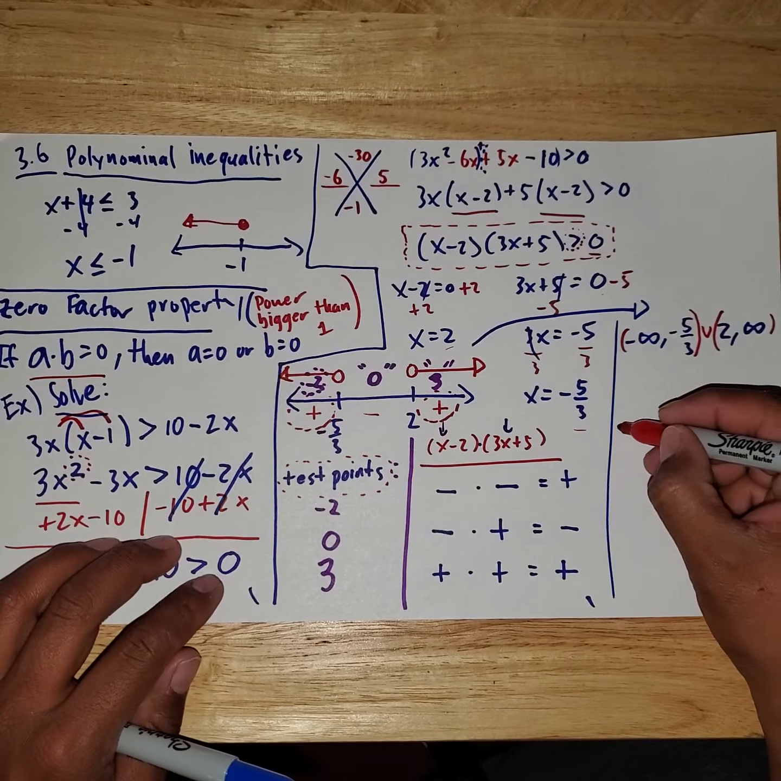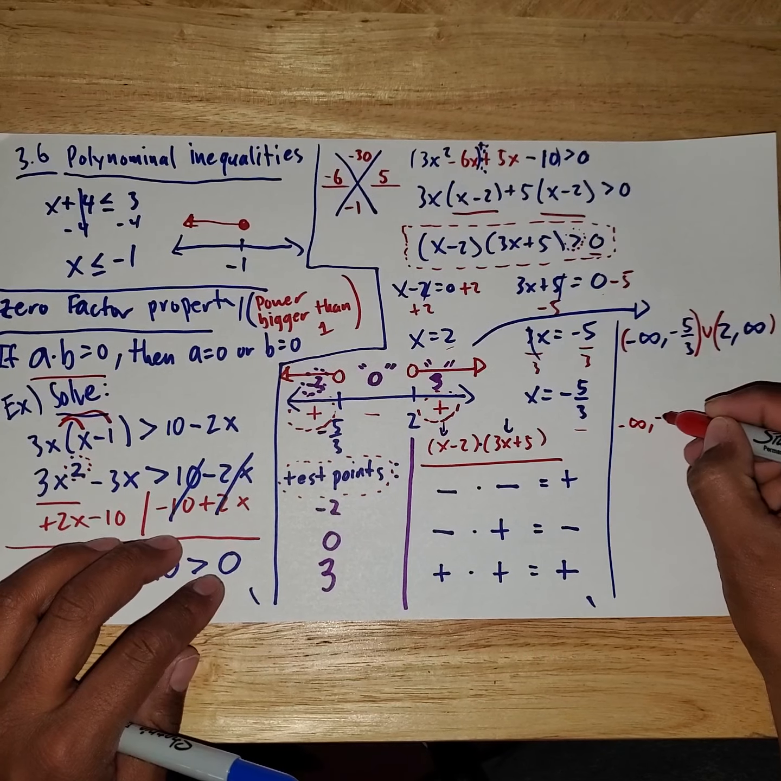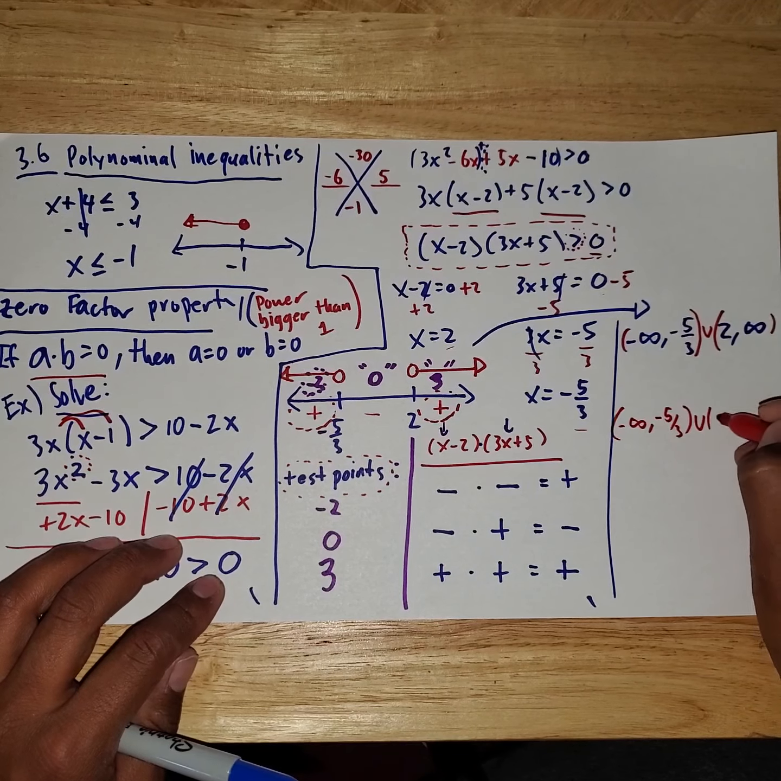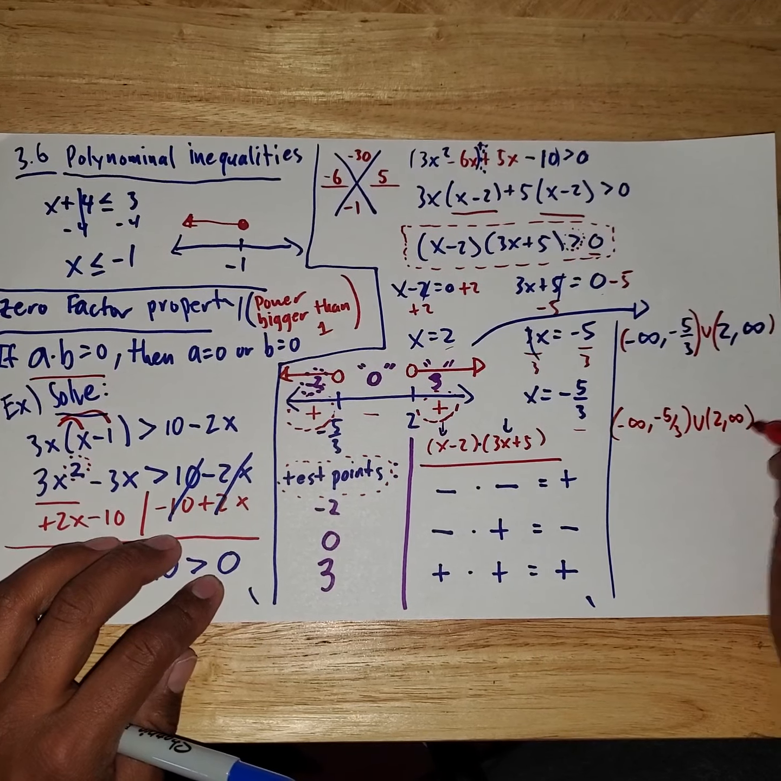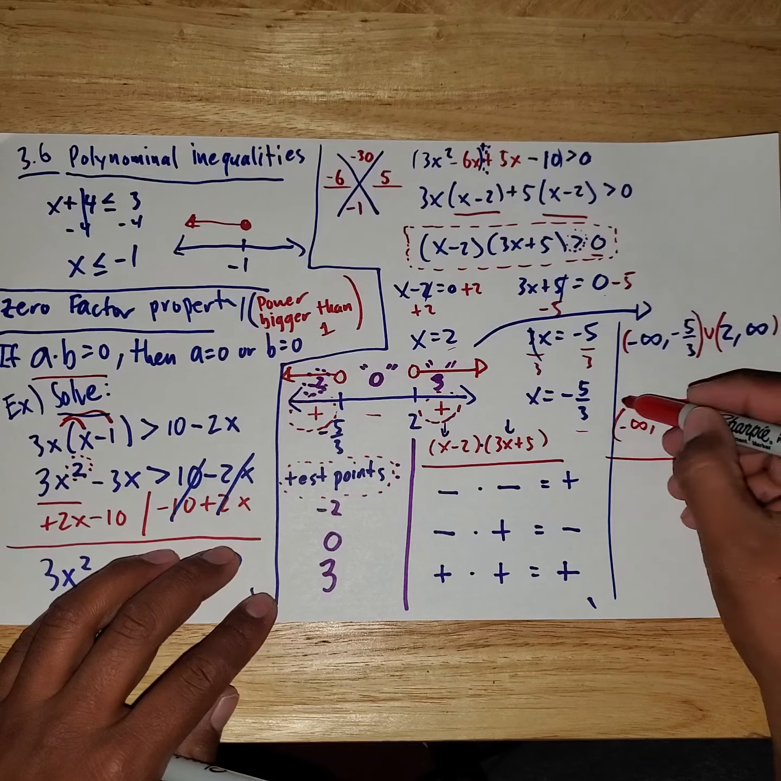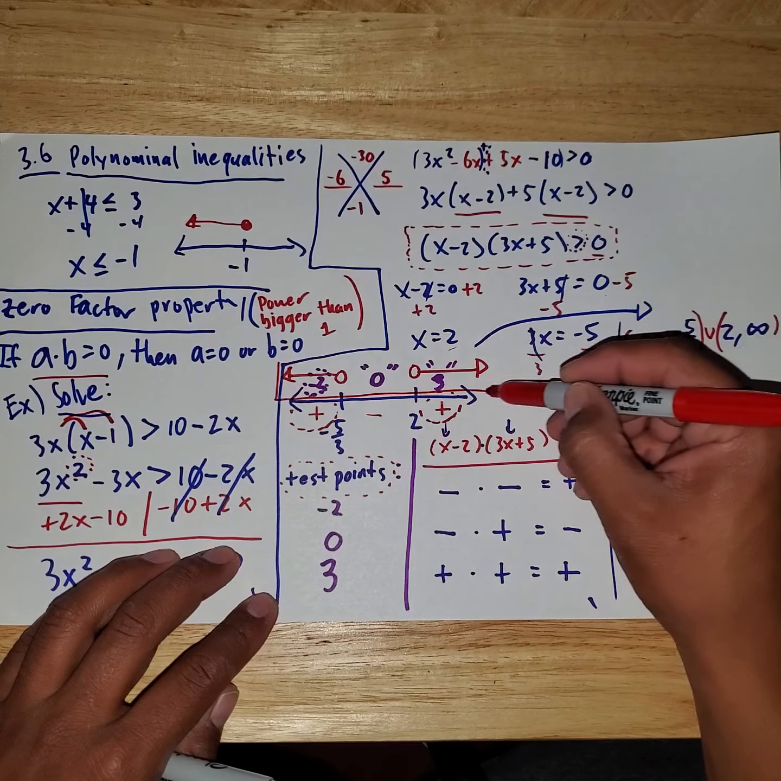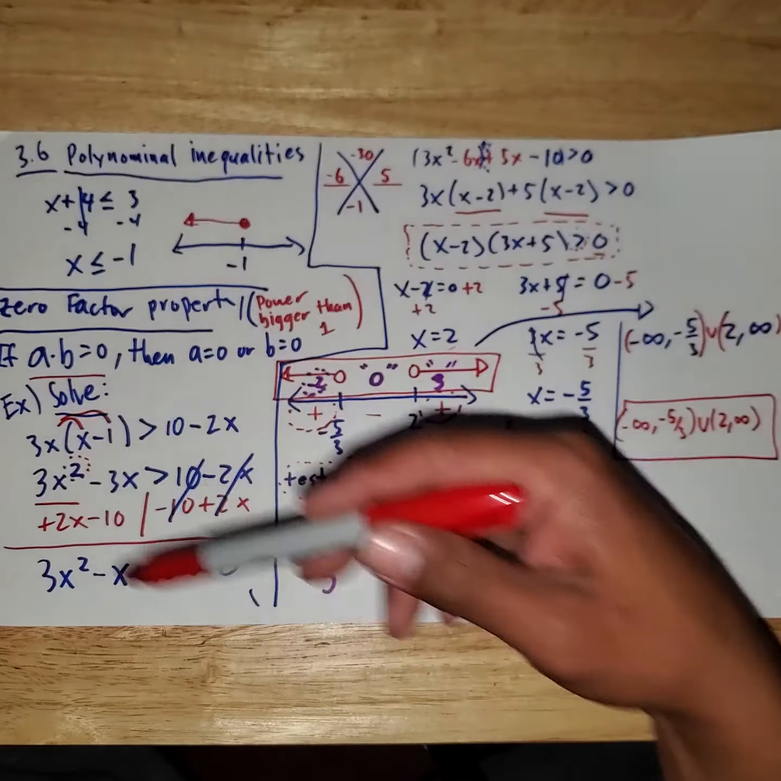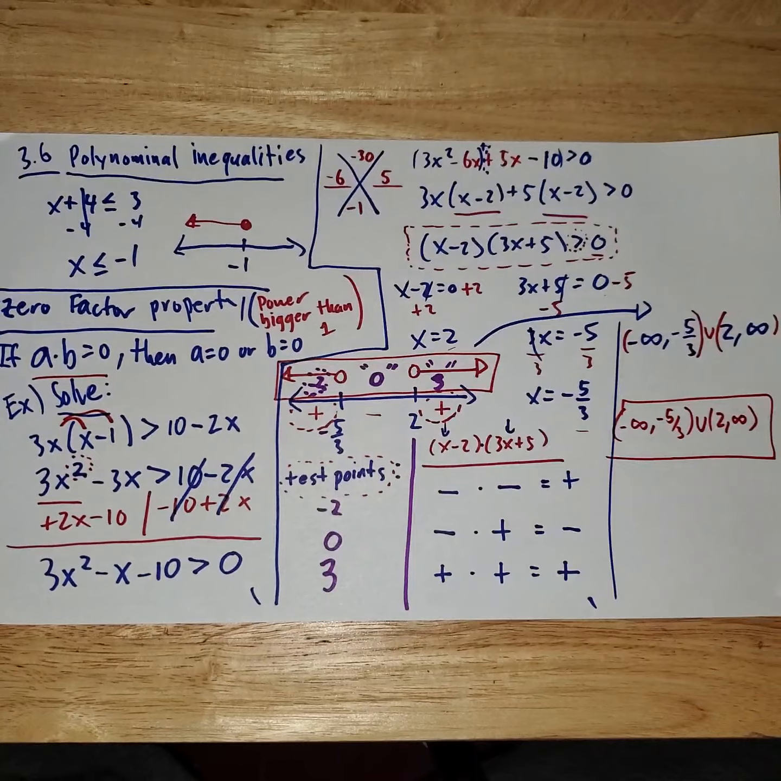So it would be negative infinity, -5/3, union 2 to infinity. That'd be the answer. Or if you graphed it, this would work too. But yeah, it's kind of messy. There's a lot going on. So let's do another example.